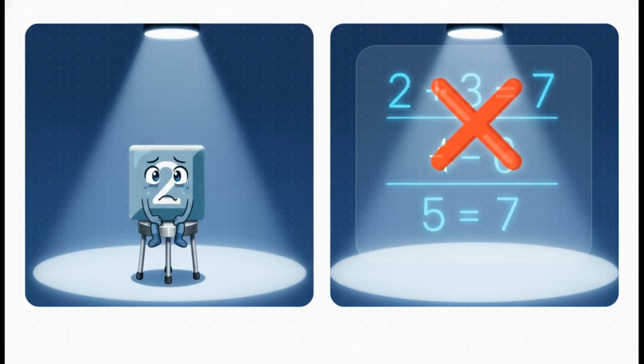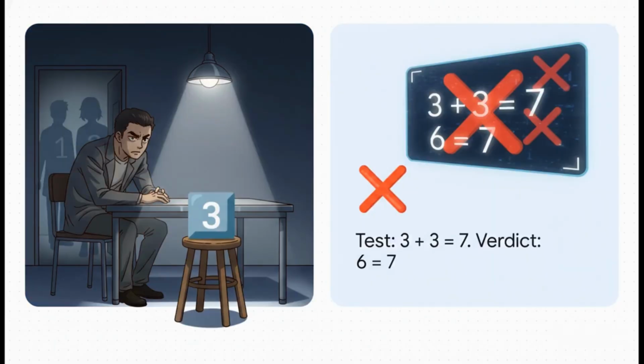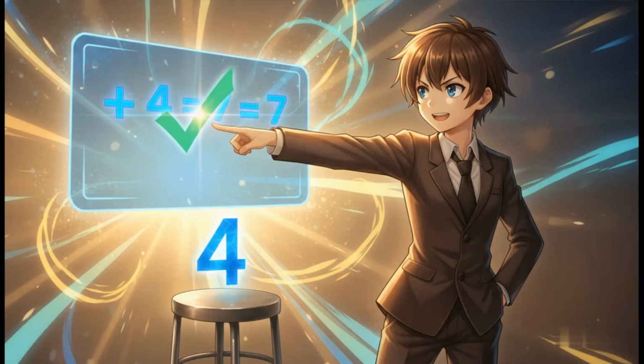Next up, suspect number 2. Let's see. 2 plus 3 equals 7. Nope, that's false too. Innocent. And what about number 3? 3 plus 3 equals 7. Also false. Man, we're kind of running out of suspects here. Who could it be?